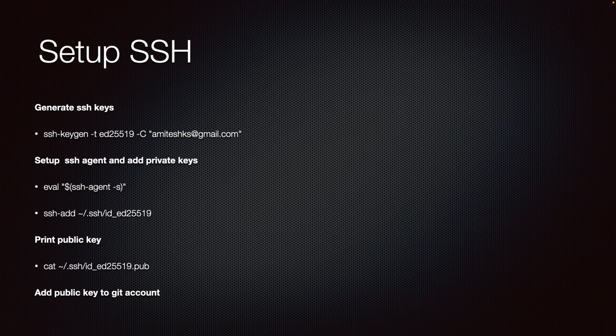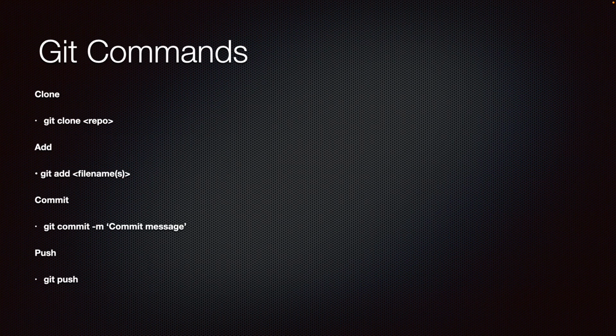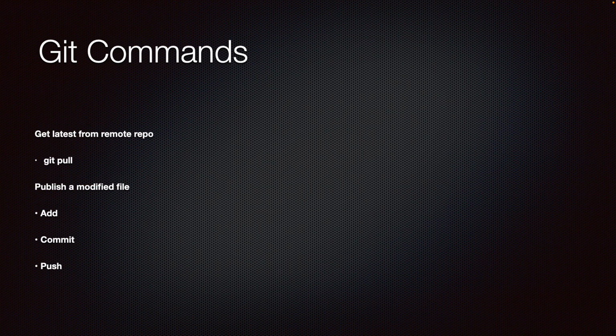Okay, and then once we have it, we need to set up our SSH. So we used ssh-keygen to get the SSH key, and then we set up the private agent, and then we got the public key, and we took the public key and added it to GitHub. And then we cloned the repo, we added a file, we committed, we pushed. Add, commit, push repeats for every scenario. If you want the latest, you do pull. Like publishing a modified file, for example, as I've shown. Add, commit, push, a 3-step process.